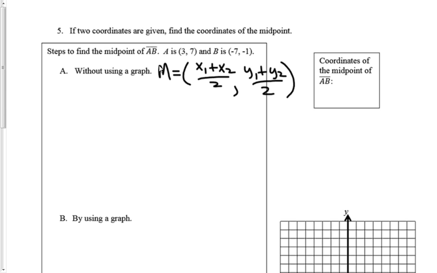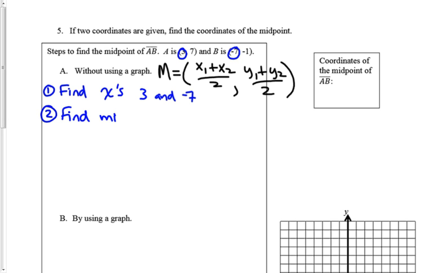So without using the graph, step 1 is we have to first identify the x's. The x's are the first number in each of the points. So we have 3 and we have -7. Now we need to find where's the middle between those. If you remember from previous math courses, to find the middle, you're actually finding the average. So to average those two numbers, we add them together and divide by 2.